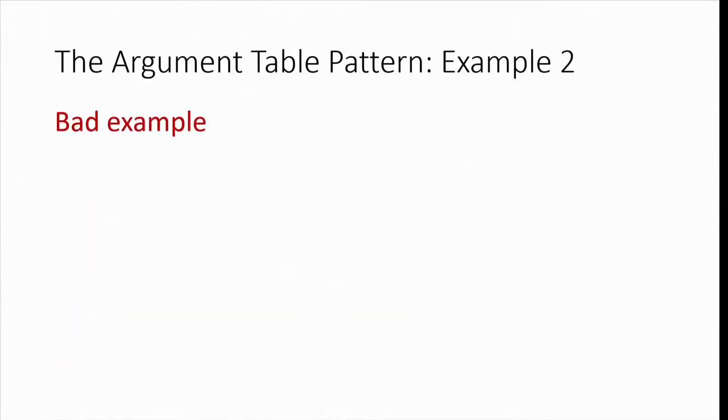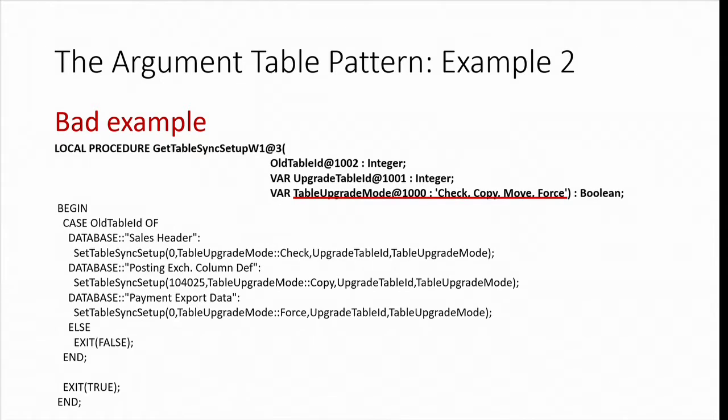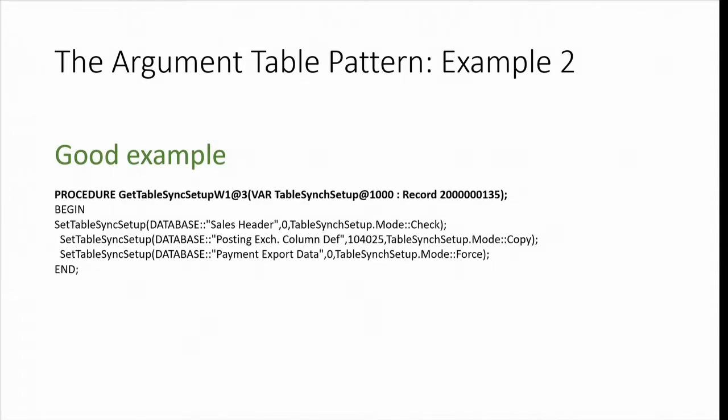A second example is from upgrade. If you want to move your data while you do upgrade, then you have to specify the old table ID, the upgrade table ID, and the upgrade mode, which is an option field. If this option field changes, for example, now you have check, copy, move, and force, and you want to add a fifth, then you have to change the function signature as well. A better way to do this is to group them together in a table.